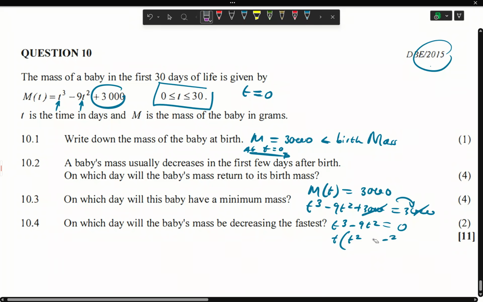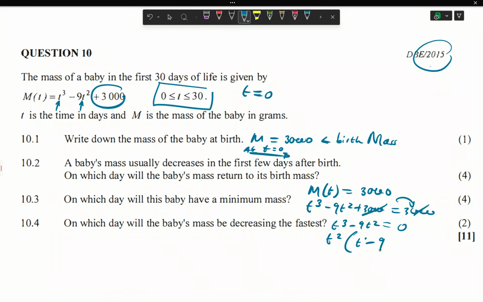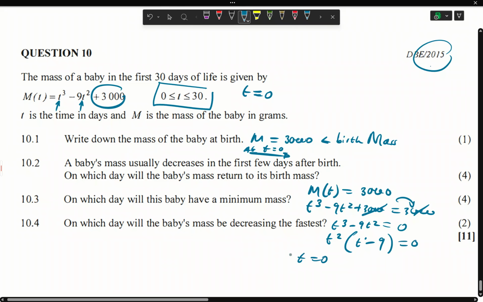Let me just take t squared. So t squared will be what? This will be t, and then minus 9 is equal to 0. So this will give us t no matter what. So now t is equal to 9. So we have t equal to 0 and t equal to 9.